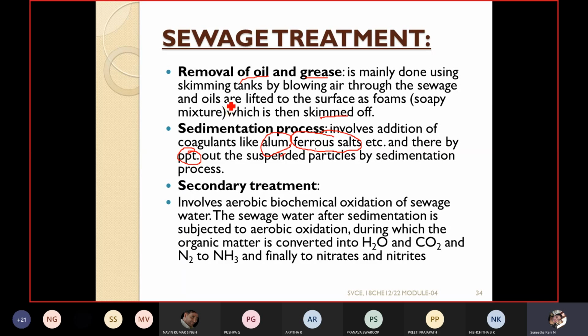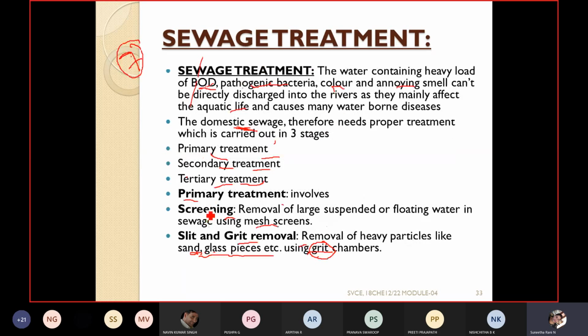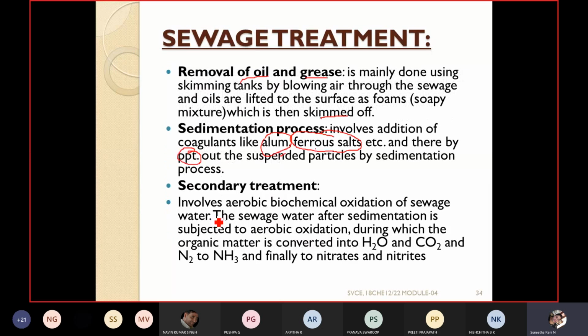So what is the primary treatment? Primary treatment involves screening, grit removal, removal of oil and grease, and the sedimentation process. What is secondary treatment? After the primary treatment, the sewage water passes to aerobic biological oxidation. Usually we take it as BOD treatment here. So it involves aerobic biological oxidation of sewage water, which is the secondary treatment.